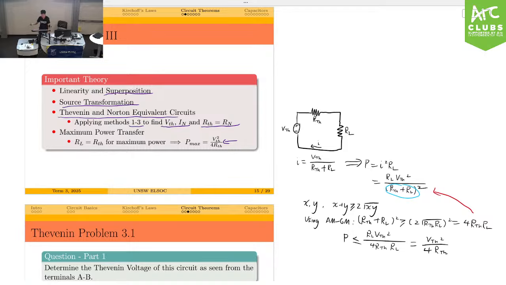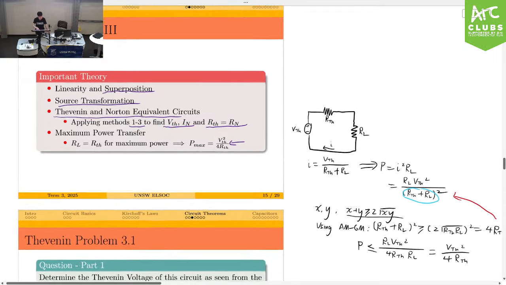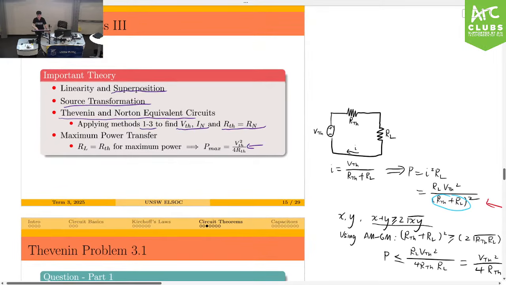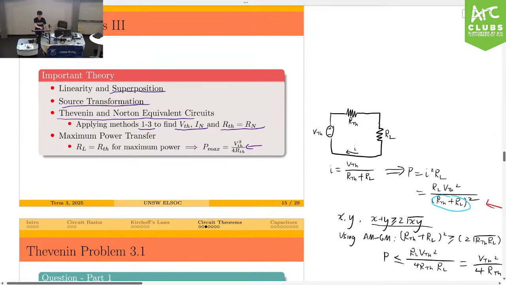And remember, the maximum power holds when RTH equals RL, because that's when the inequality holds. So yeah, are there any questions regarding the theory before I jump to actual examples? I'll elaborate on each of those theories during the example.